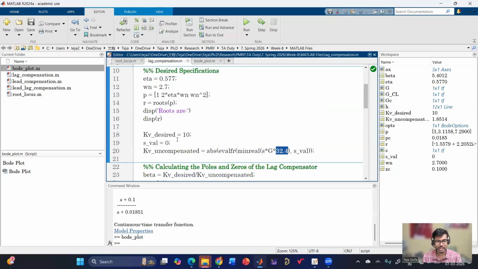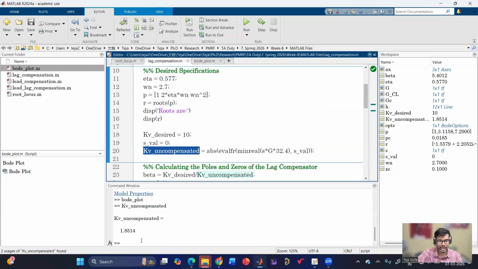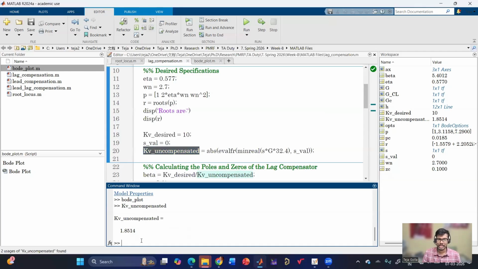Now I have checked the other desired specification, which is 10. I have calculated kV desired to be 10 because that is given. Then I have calculated kV uncompensated, without any compensation, only gain. kV compensated is coming 1.8514, which is less than the desired. So there has to be an additional gain in the system with compensation, like a pole and a zero, which will contribute gain. But it should not contribute any phase, because if it contributes phase, that will alter the root locus and deviate from the desired transient response.